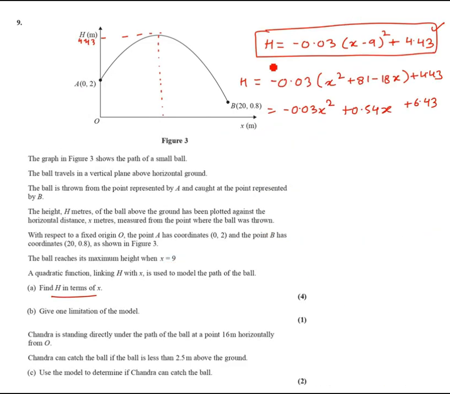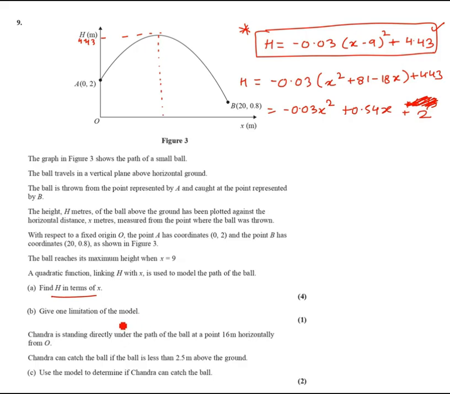Okay, so one second. There's some mistake here. Minus 0.03 times 81 is minus 2.43, plus 4.43 is 2. Yeah, so this should be 2. I probably made some mistake in typing. Okay, so this is plus 2. But it would probably be best to leave it like this because it's quite useful.